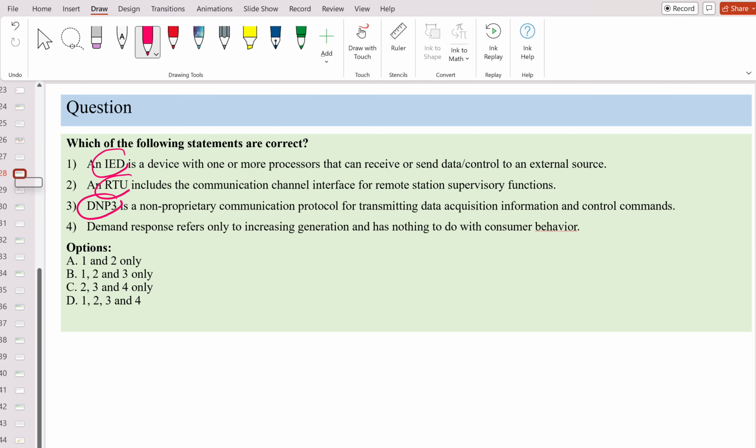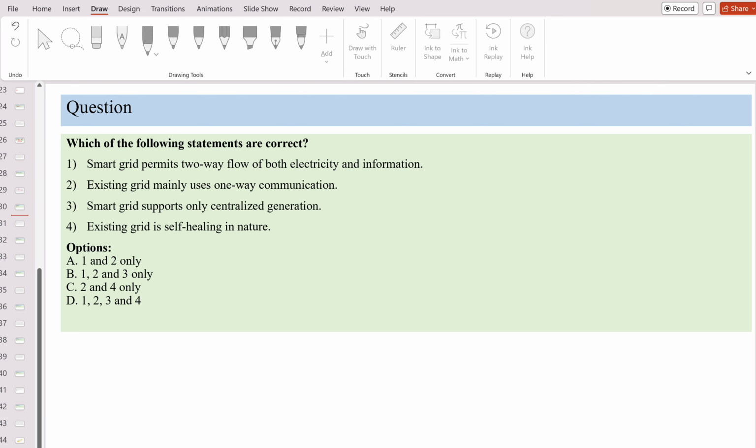And the last statement says demand response refers only to increasing the generation and nothing else, but that is false. Whatever the demand is, that much supply you have to give. So demand response is very important, and as soon as the demand fluctuates, you have to fluctuate your supply based upon that. Okay, let's move further, try to solve this.